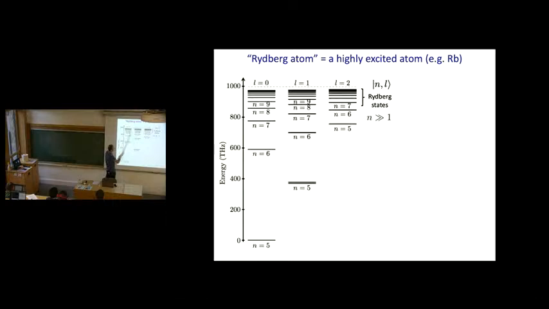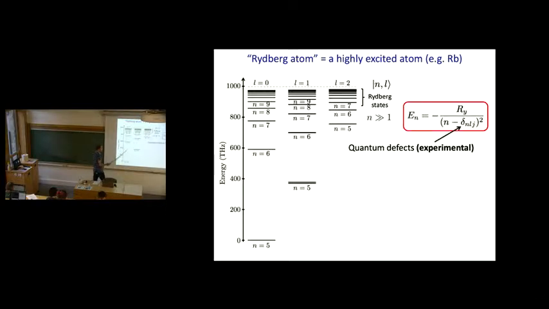So this is what is called the Grotrian diagram. This is the energy level, here the angular quantum number, and here the principal quantum number. So of course you've got many states. And the Rydberg states, I wouldn't know how to define them, but typically when n becomes much larger than 1, whatever that means, they are called Rydberg. So there is no real boundary between the two of them.